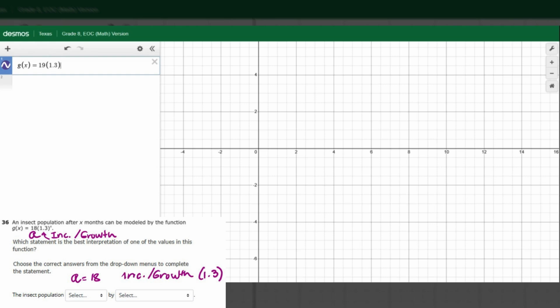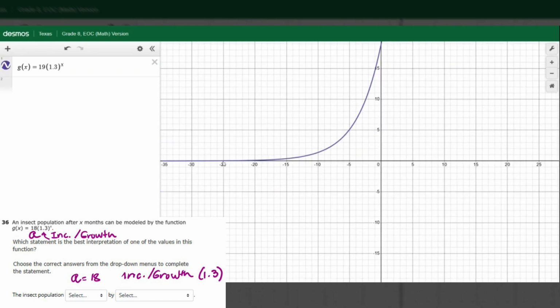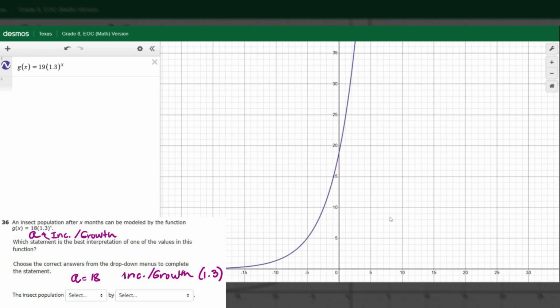1.3 raised to x. All right, the graph from left to right is increasing and it intersects at 19. So that's the y-intercept, the number that matches this. And since the base is greater than 1, my graph is going from left going up, or increasing. Thank you.